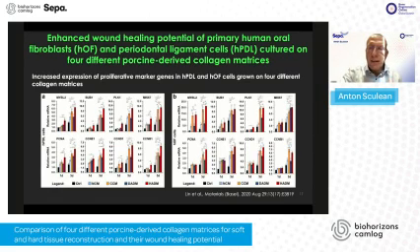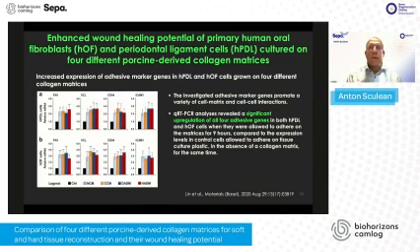And then we looked also at the increased expression of proliferative marker genes in these cells. And you can again look at these graphs, and you see again that these genes are upregulated at a higher level if you look at mainly the hydrated collagen matrix and the cross-linked collagen matrix, but the tendency always showed towards the red bar.